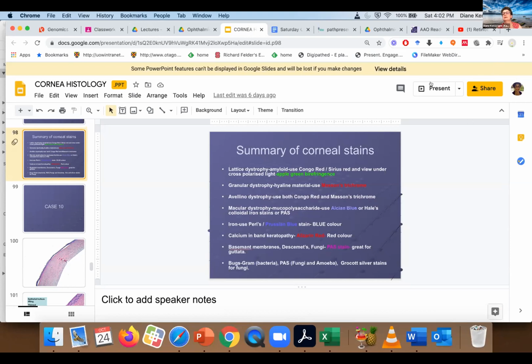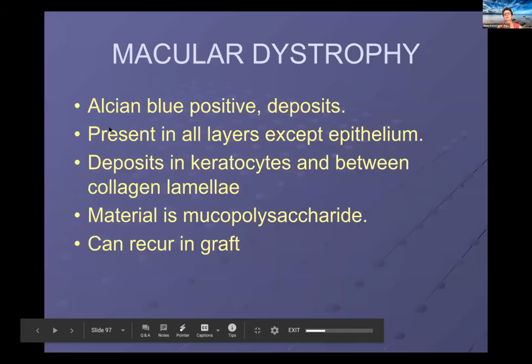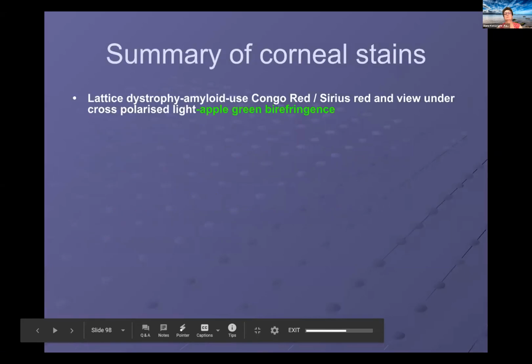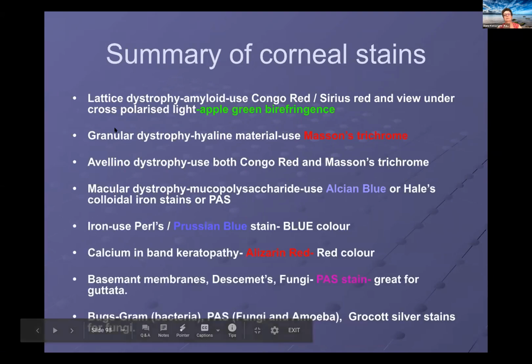I will just present this. Summary of corneal stains. All the things that we've been talking about are summarized on this page here for staining. So it's got really useful resources like that. Please feel free to take a screenshot if you want to.